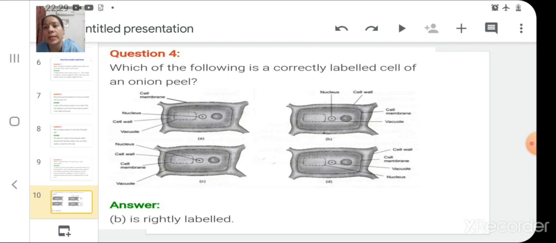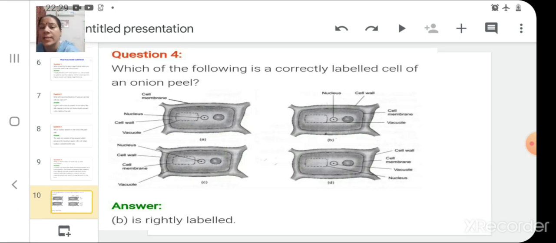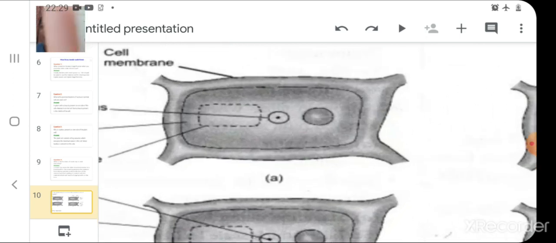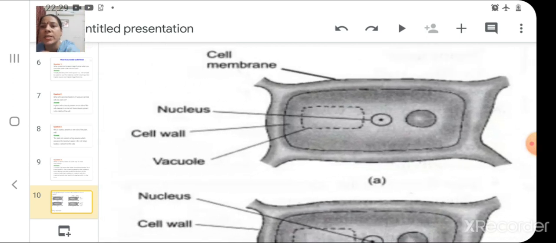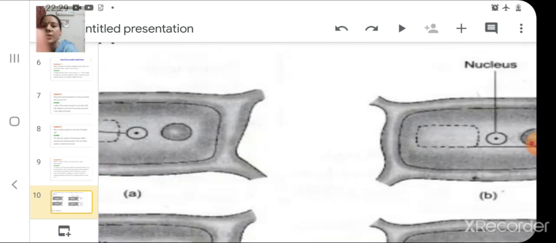Now there is one diagram based question. In this you will have 4 options. You have to choose the most appropriate correct option out of these 4 only. So look at all the options one by one, then give your answer. The first option is this, in which the cell membrane is present, and the cell wall is shown inside, which is a wrong position actually. So this diagram is wrong.